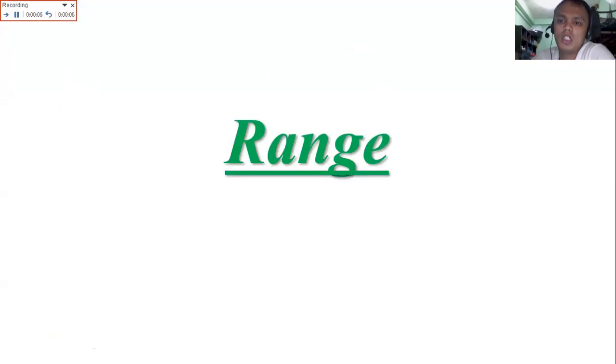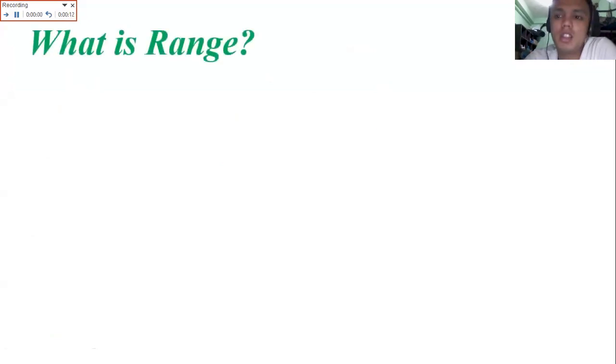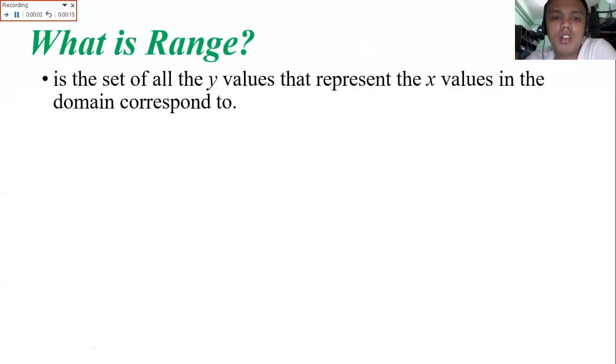Today we are going to discuss range. Last time was about domain, this time naman range naman. What is range? It is the set of all the values that the x values in the domain correspond to. Okay, yan. So kung yung domain is for x values, yung range naman is for y values.